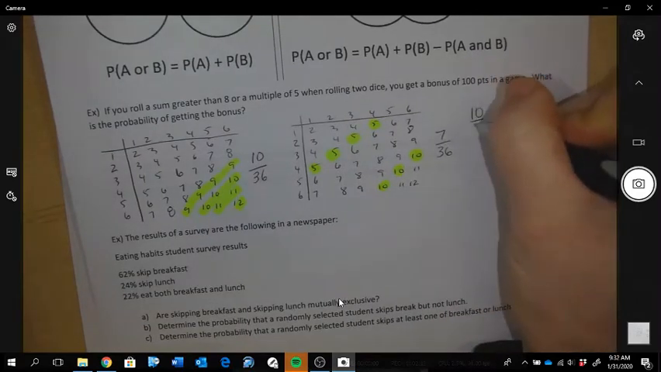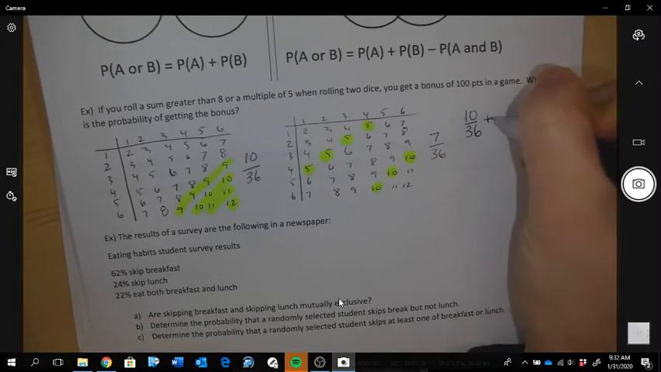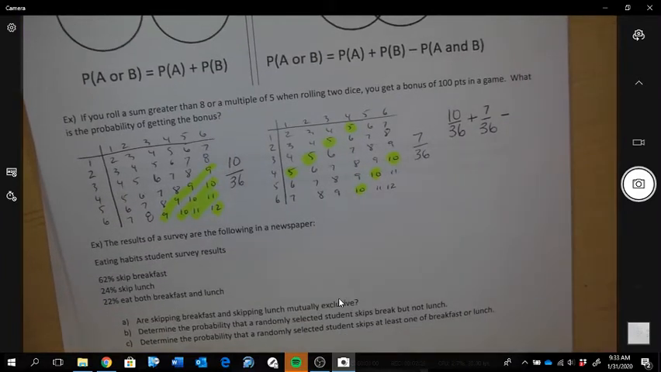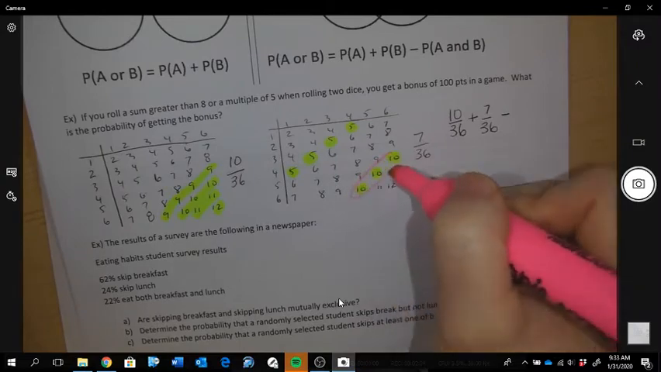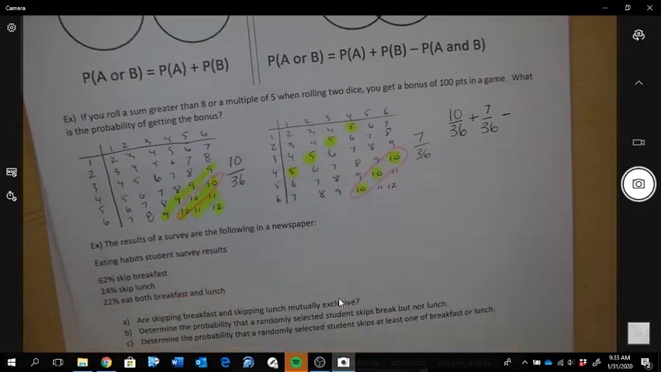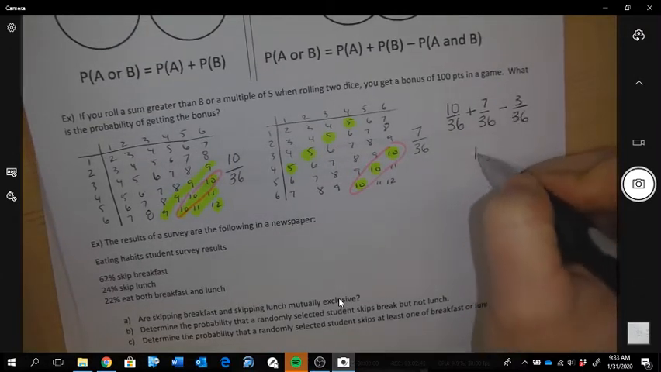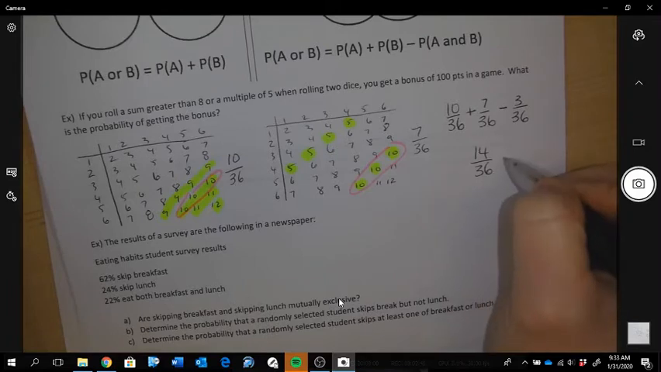So the probability of getting something over 8 plus the probability of a multiple of 5. But then you have to consider subtracting the overlap. What did you count twice? Those 3, so you're going to have to subtract 3. That ends up being 14 out of 36.